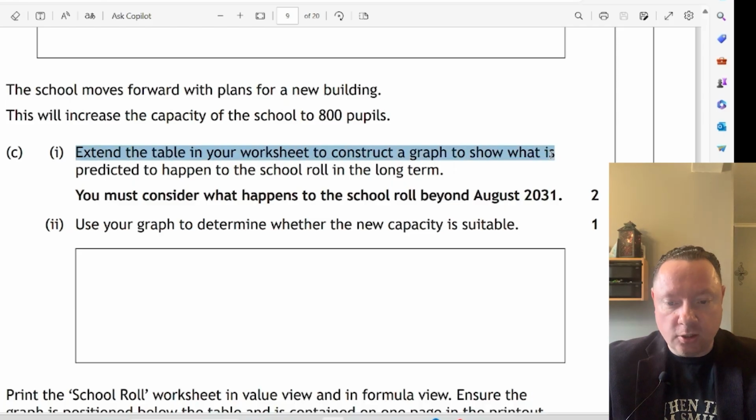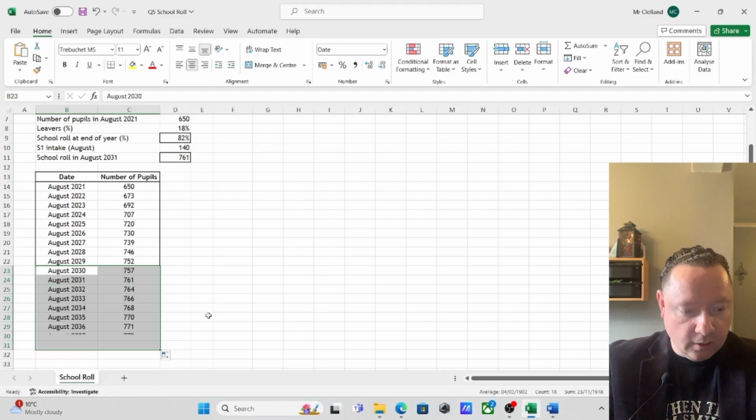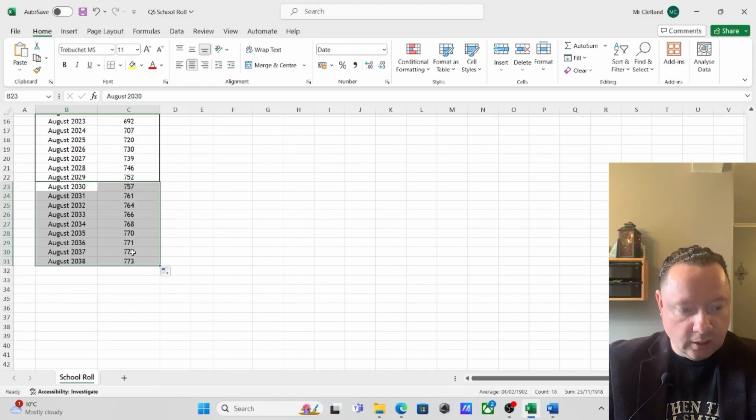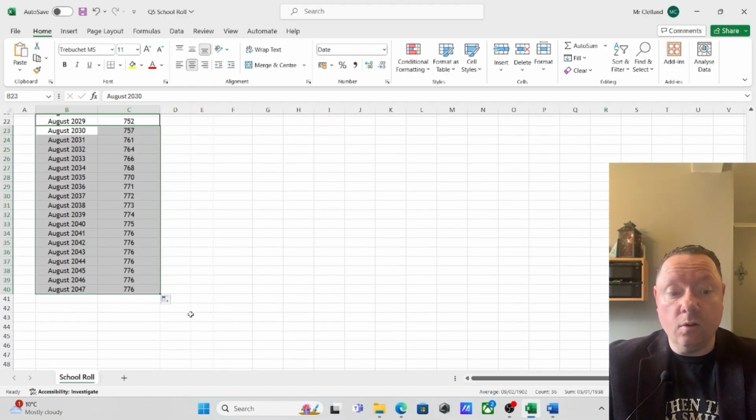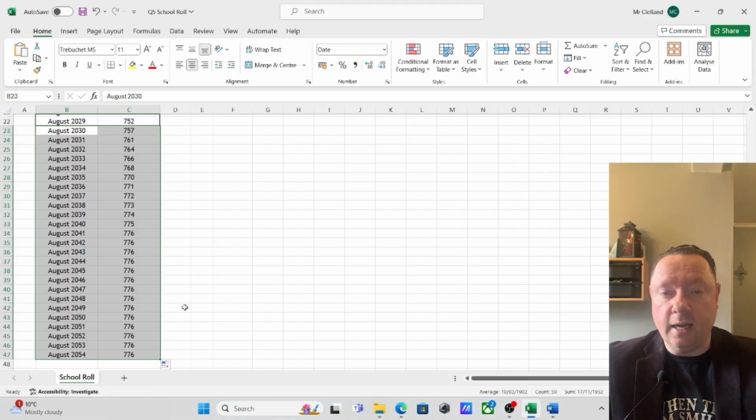Extend the table on your worksheet to construct a graph to show what is predicted to happen to the school roll in the long term. You must consider what happens beyond August 2031 and then use your graph to determine whether the new capacity is suitable. So let's go back to our graph. We need to extend our graph so we can just highlight and we can start dragging down and just see what happens. Well, it just looks like it's still increasing, so I'll keep going. See if there's any pattern there. So have a look there. We can start to see that it is giving the same number. Do that a few more times just to check. And generally speaking, with a question like this, that is what you're looking to happen.